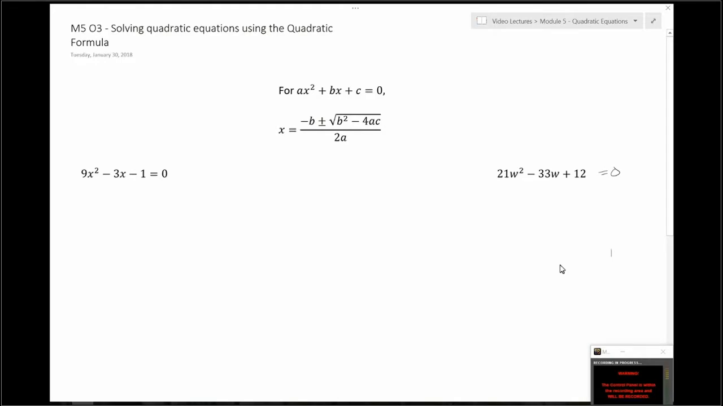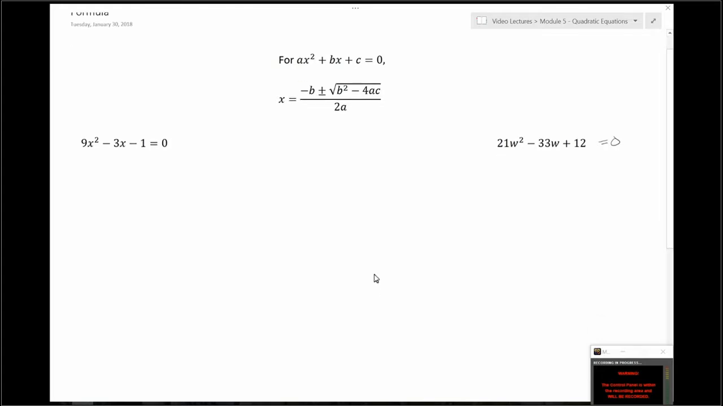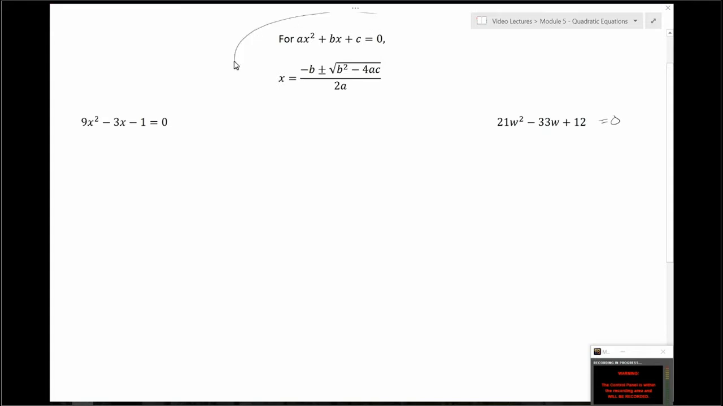Hello. In this last video, we're going to look at problematic equations. These are equations that we can't factor. So for example, we have this 9x squared minus 3x minus 1 equals 0 from the last video. Wasn't able to factor it there. So I'll try to use the quadratic formula.